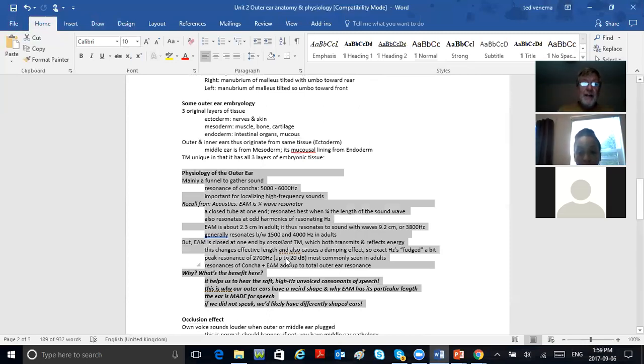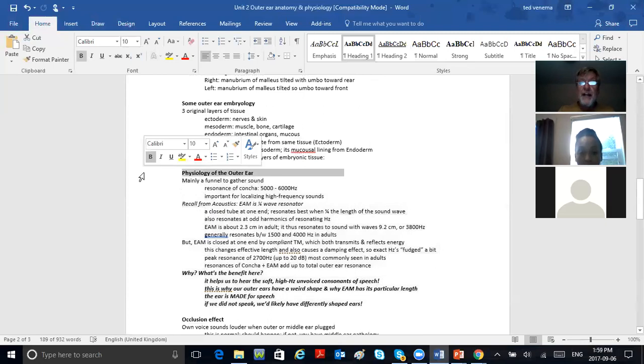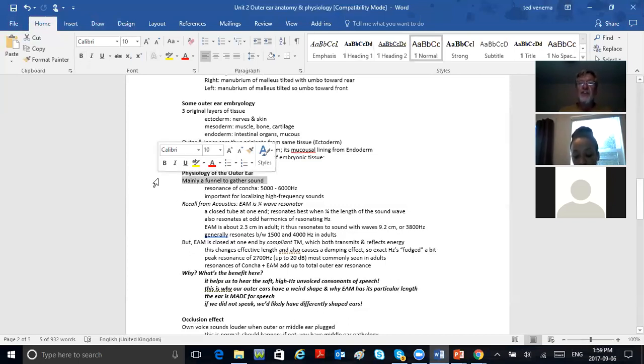Now, it mainly functions, and always remember, anatomy is what it is, the form. Physiology is what it does. Anatomy is the form, physiology is the function. That's why they always say anatomy, physiology. Anatomy is what it is, physiology is what it does. So when you look at the physiology of the outer ear, we've talked about the pieces and parts. Now, what does it do? What is its physiology? That's what we're talking about here.